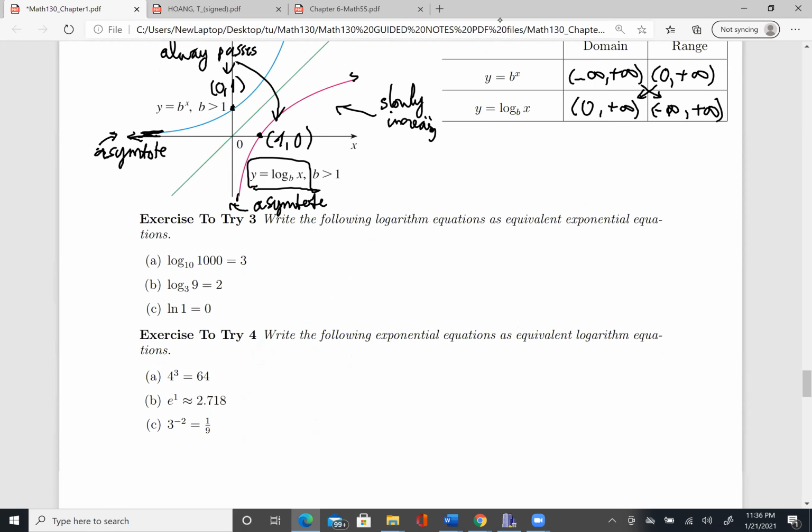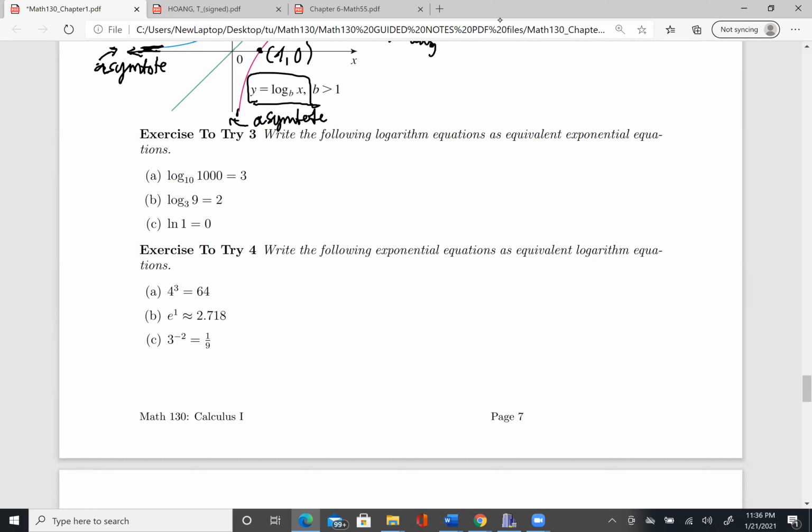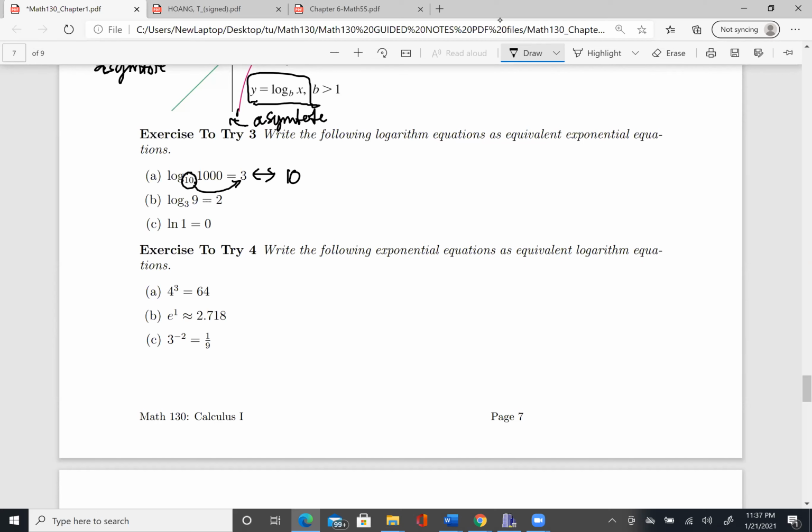So let's move on. Let's try to do exercise number 3. Write the following logarithm equation as an equivalent exponential equation. I have log base 10 of 1000 equals 3. Remember, I start with base 10. If I write it as the equivalent exponential equation, I have base 10 raised to 3 equals 1000, easily. So that's it.